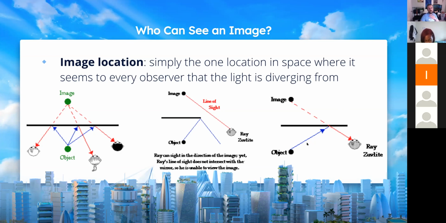In the third picture here, we see that Mr. Zovlight actually is in the path of the rays coming from the object and reflecting off the mirror. So he can actually see the object in the mirror in this case, all right? And therefore he can see that image. So it doesn't matter that he's in the line of sight of the image because that image doesn't exist. Only the reflection of the object exists.